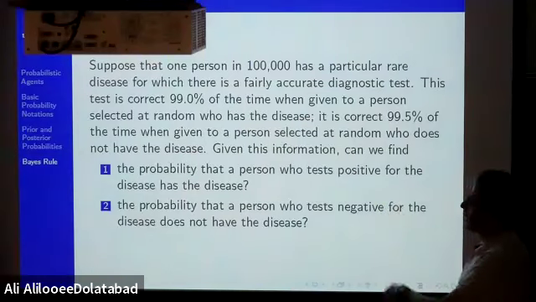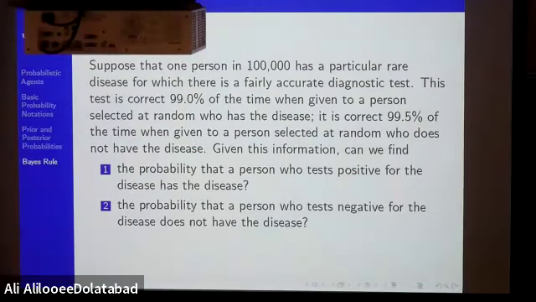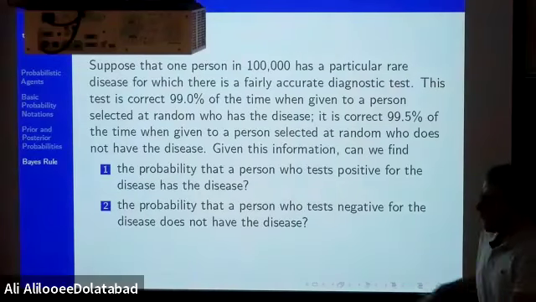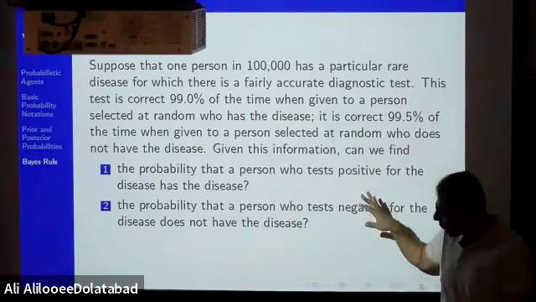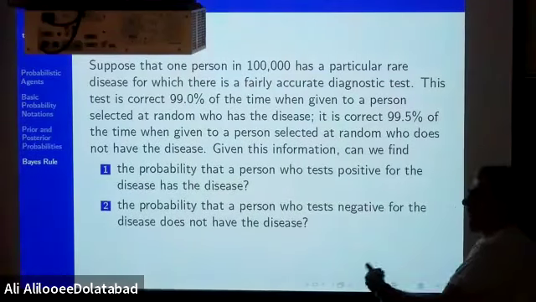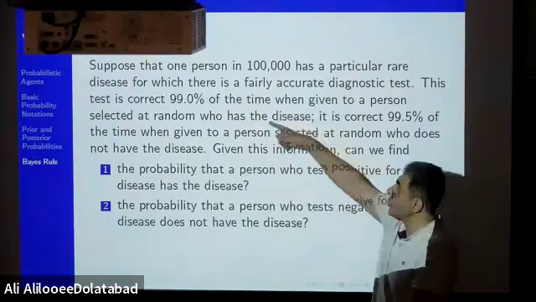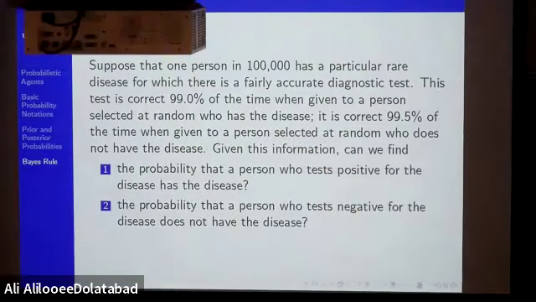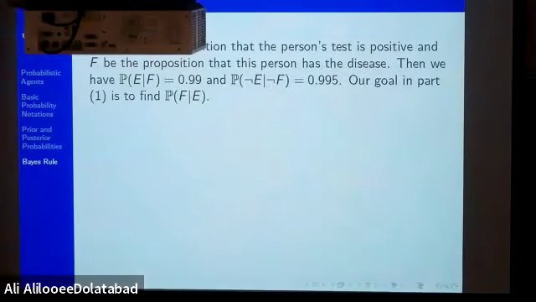So now let's find this probability. Find the probability that a person who tests positive for the disease has the disease. And find the probability that a person who tests negative for the disease does not have the disease. My goal here is to find the probability that a person who tests negative really has the disease. Please remember that these 99% and 99.5% are in the opposite directions.